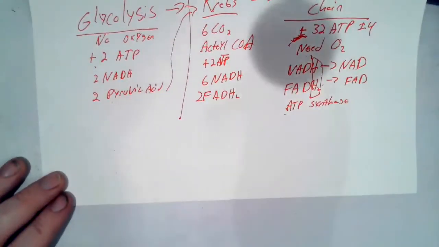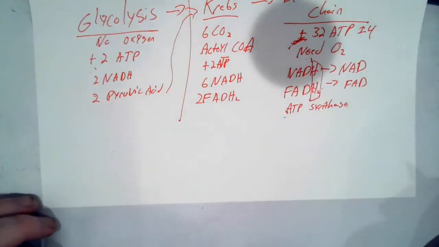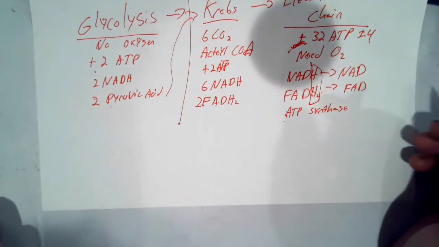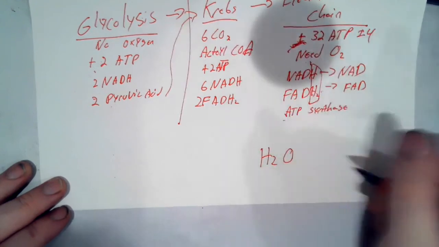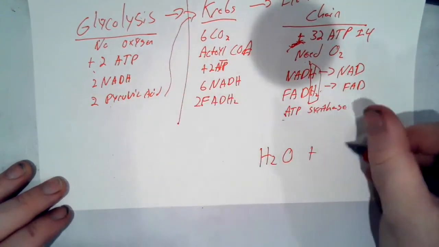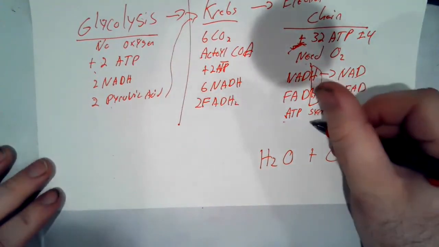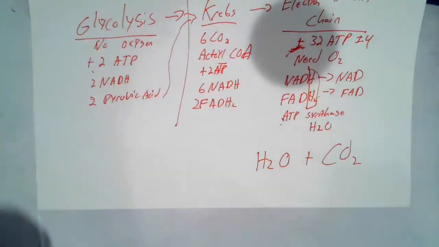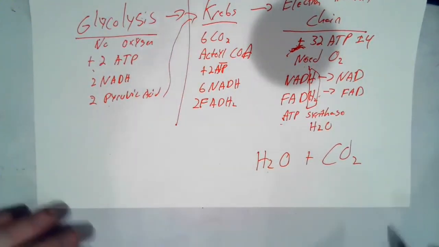And what are the products, right? What are the products of cellular respiration? Well, the products would be water and carbon dioxide. All right, so I'm going to put H2O here on the bottom because it does make H2O. Remember, oxygen is the final electron acceptor, so that's going to make H2O.